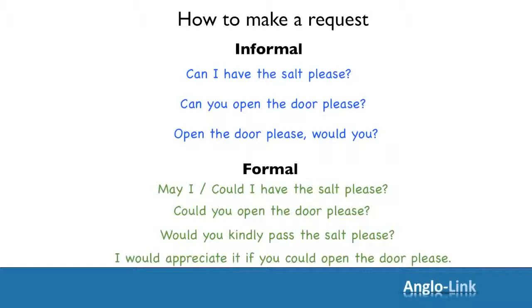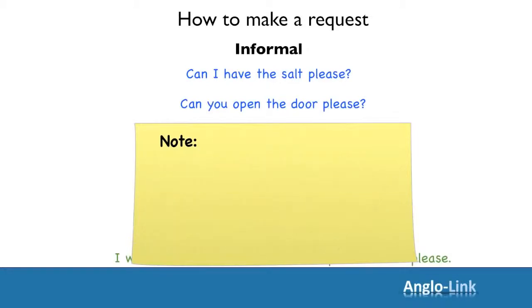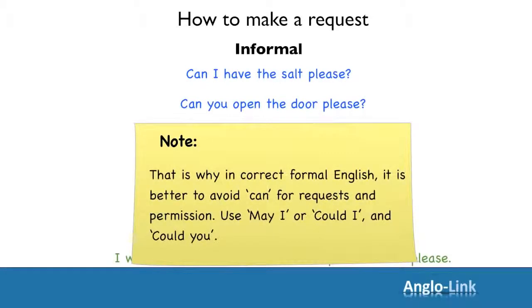Notice that we use can in informal situations. But really, grammatically, the use of can I and can you in informal English to make a request or ask for permission is grammatically wrong, because the correct use of the modal verb can is to express ability. For example, I can swim. Can you ski? So, in correct formal English, it is better to avoid can for requests and permission. Use may I or could I and could you.